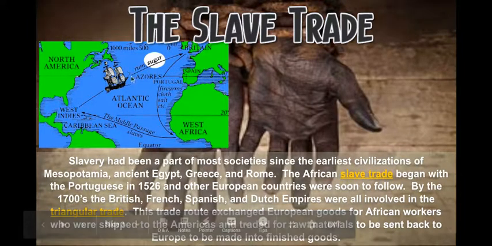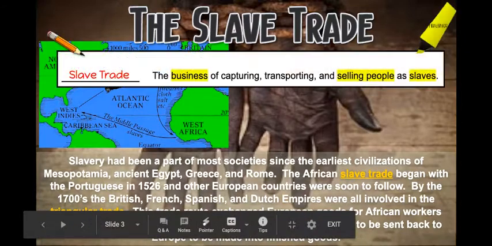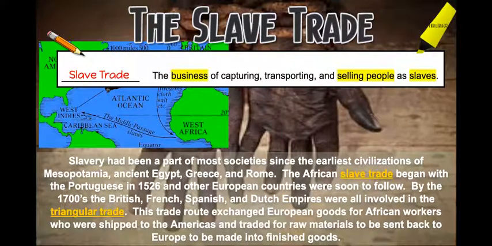So you have things like rum and sugar that go to Europe. Firearms, cloth, and salt go to West Africa, and slaves over to the Americas. So, two important vocabulary words that we have here. We first have the slave trade, which is the business of capturing, transporting, and selling people as slaves. Business of selling people as slaves, slave trade.